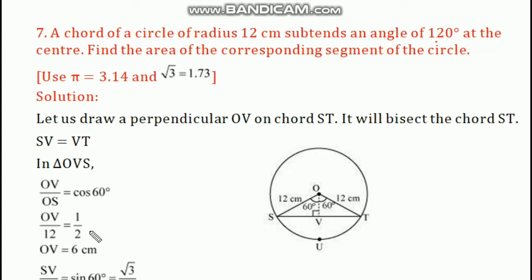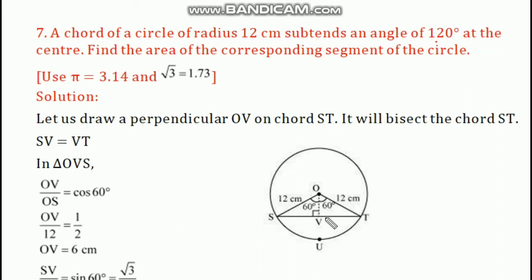Students, now you try to understand this one. We will discuss briefly while taking trigonometry. The value of cos 60 degrees is 1 by 2. Then OV divided by OS is 1 by 2, where OS is 12. So if we transpose to the right hand side, OV will be 6 centimeter. So OV equals 6 centimeter.